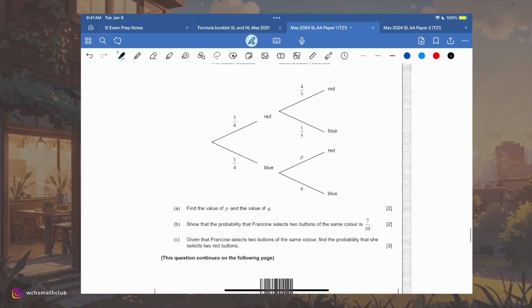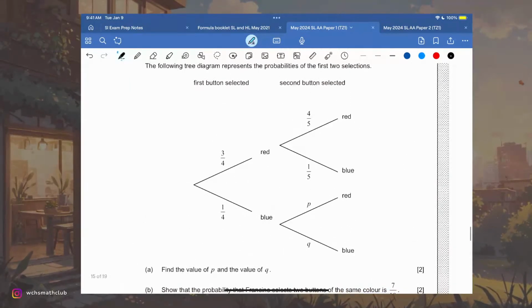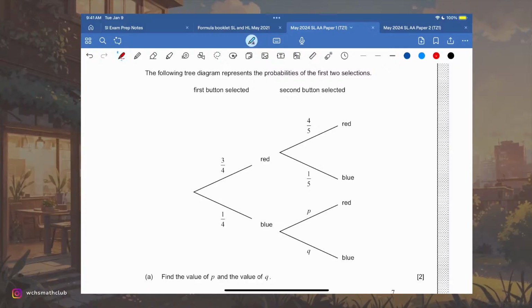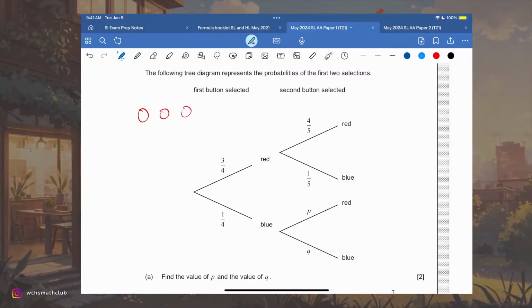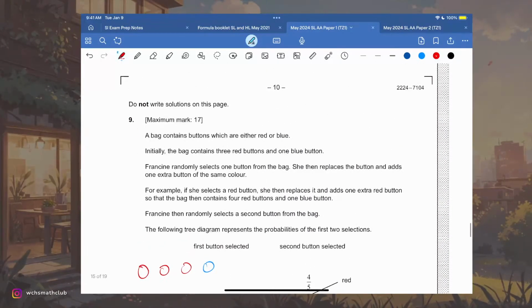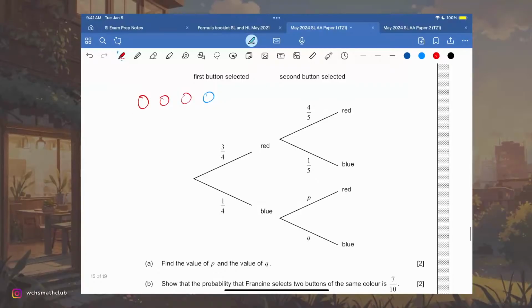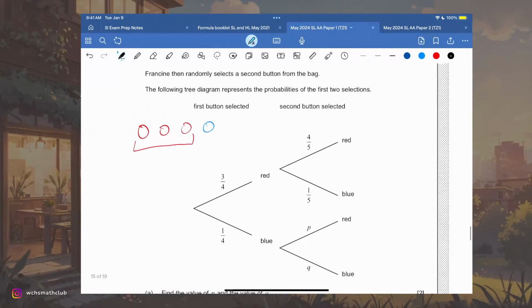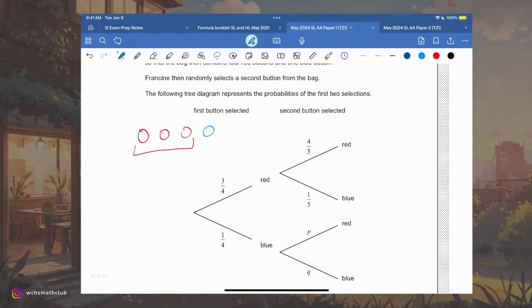So part A tells us to find the value of P and the value of Q. If we look very closely at this diagram, how the game works is you start off with 3 red buttons and then 1 blue button. So this is going to be your starting point. In order to select one red button at this point, you would have 3 of the 4 possible buttons being red, so your chance of picking is going to be 3 over 4. And same for blue, but instead there's only 1 blue button, right?